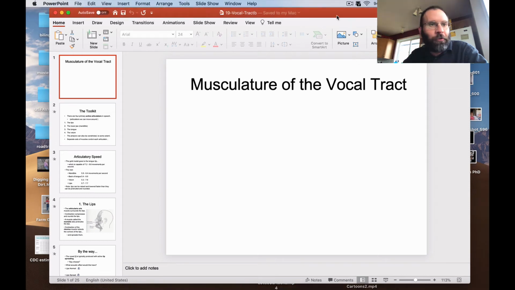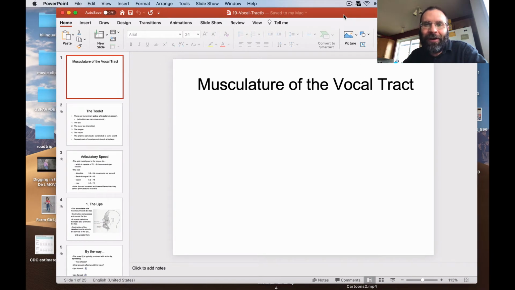Okay, Ling 441, we're back. After having talked at length about the motor theory of speech perception, I thought it would be fitting to get into a discussion of the musculature of the vocal tract, or maybe at least a description of the musculature of the vocal tract, so we know a little bit more about how we actually articulate things when we speak, or the mechanics of how we use our articulators, I guess you could say.